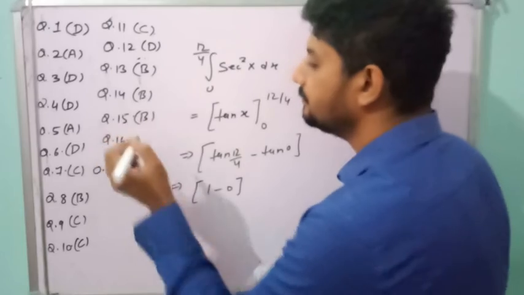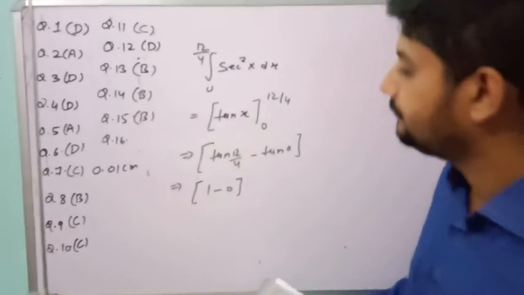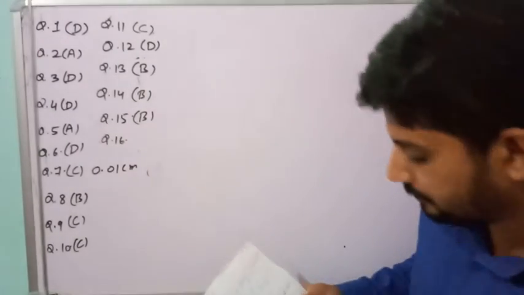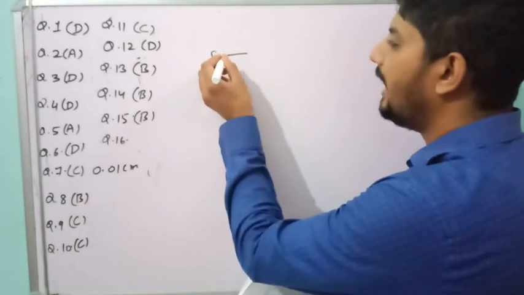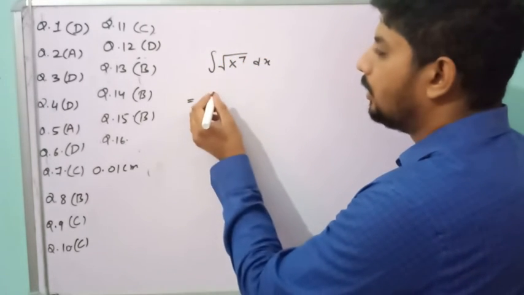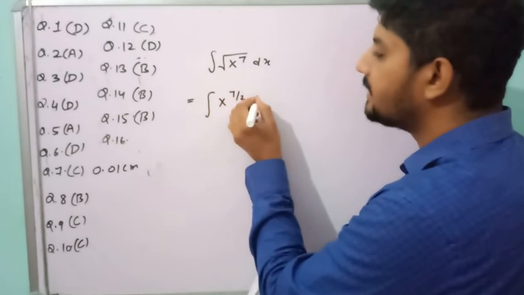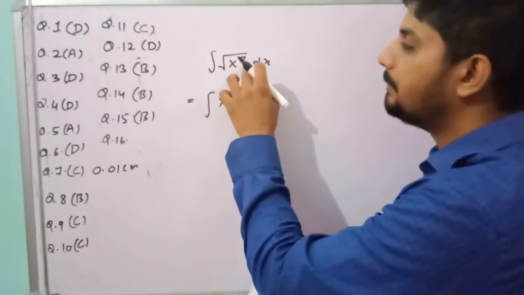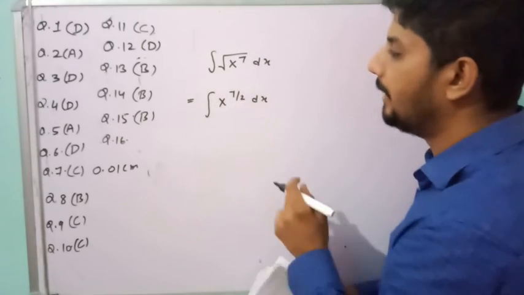Question number 16. In integration you have to find out the integral of root x raised to power 7 dx. I can also write this as x raised to power 7 by 2 dx, because the whole root is there. That means the power is 1 by 2, so that power will come in multiplication. So you can write it as x raised to power 7 by 2.